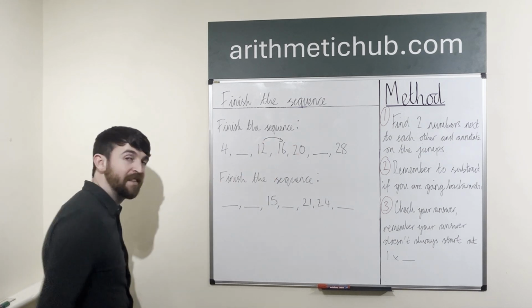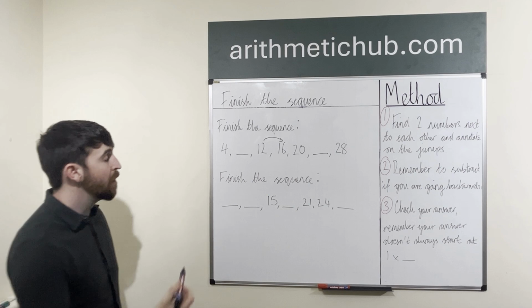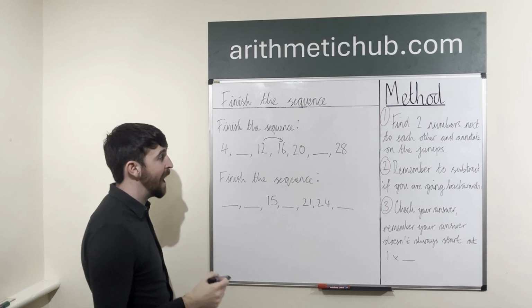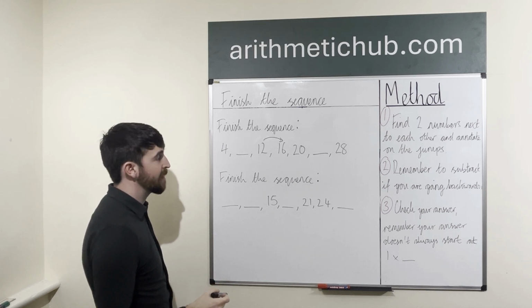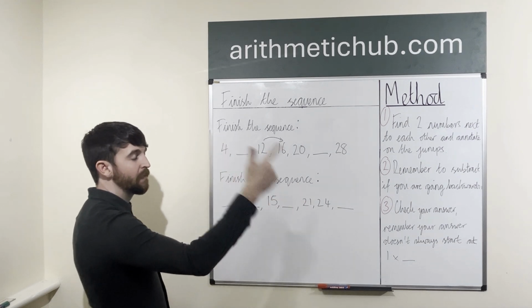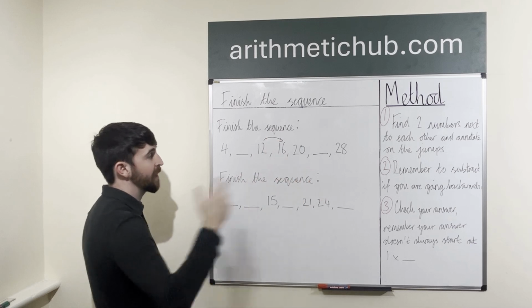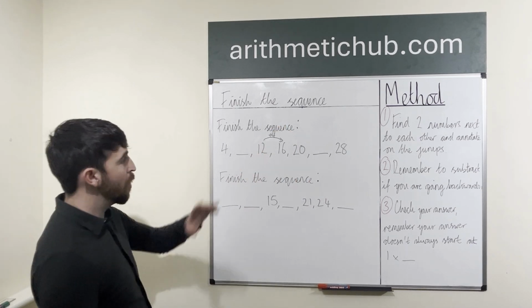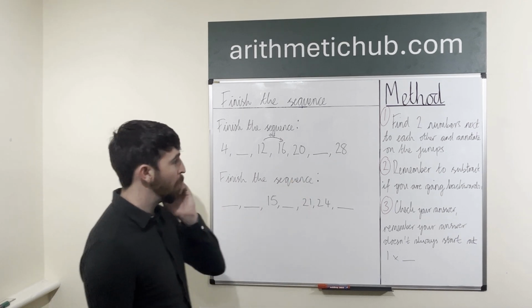Now 12 and 16 are next to each other. So I'm going to say, what have I had to add to 12 to get to 16? 12 in my head, 13, 14, 15, 16. I've added 4. So I've annotated on the jump.